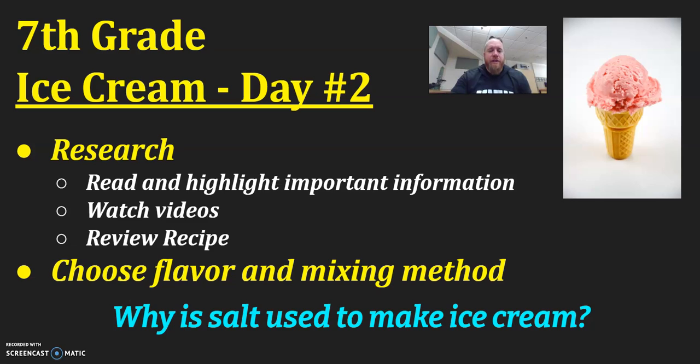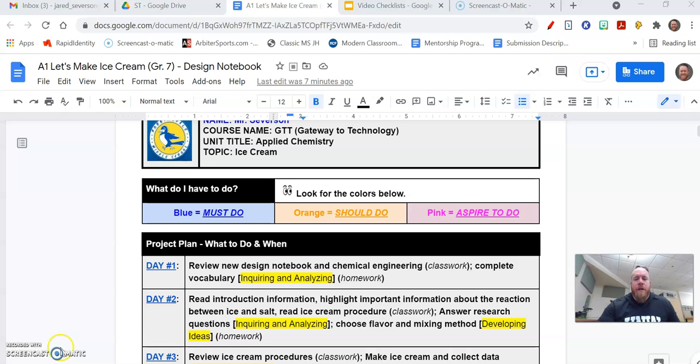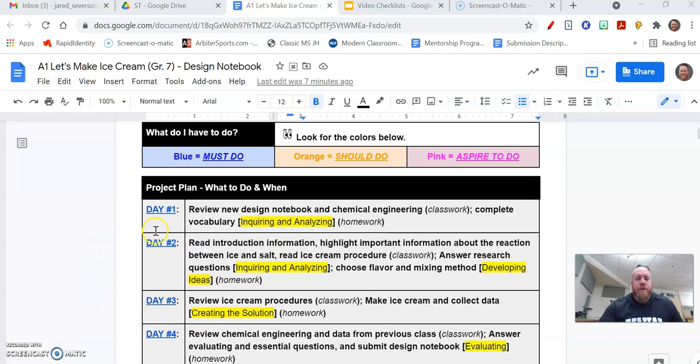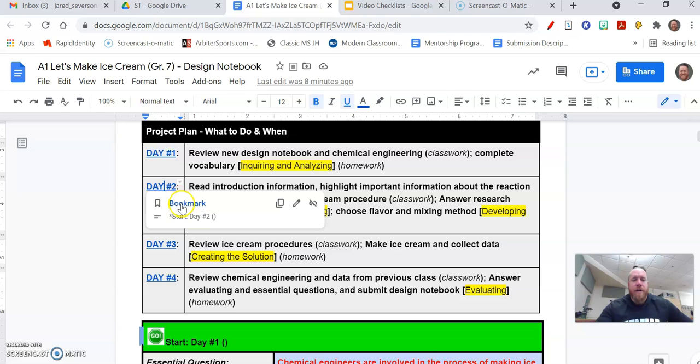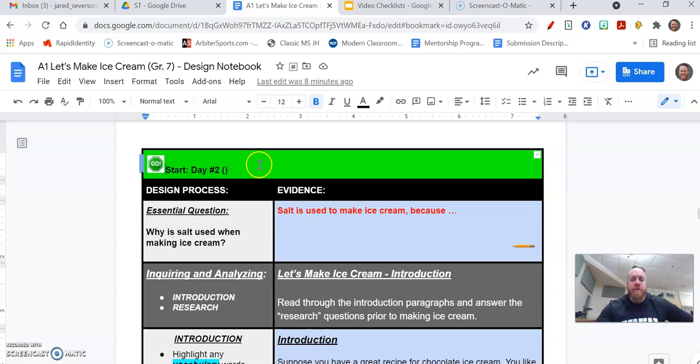So at this point, let's pause the video and open up your design notebook. All right, now that our design notebook is open, you can see day 2. This is what we are going to do, or what you've done as a class. You're going to read through introduction information, highlight important information about the reaction between ice and salt, and then read our procedure. And then you are going to be responding with some answers to questions and choosing your flavor and mixing method.